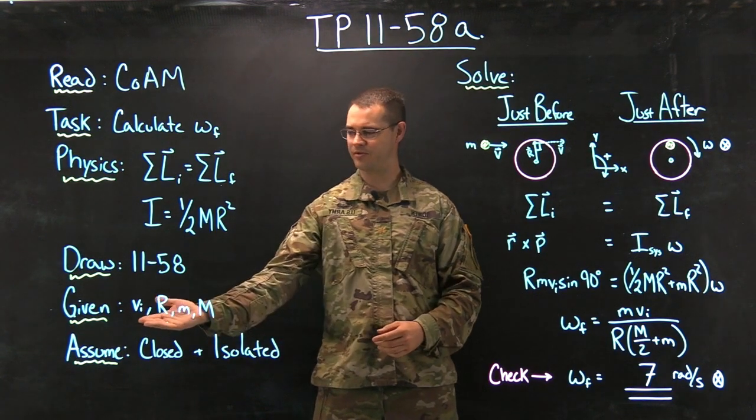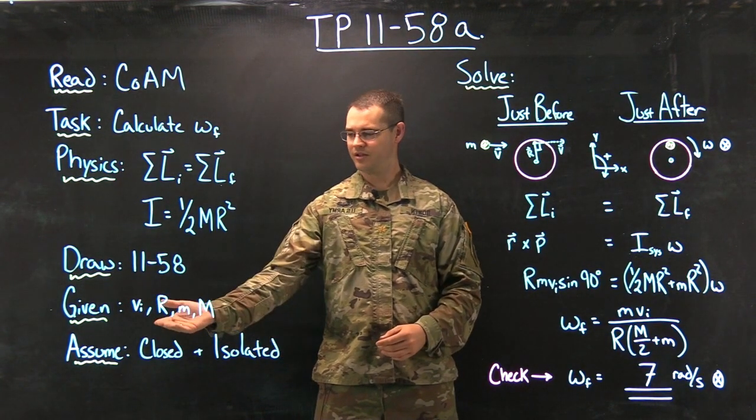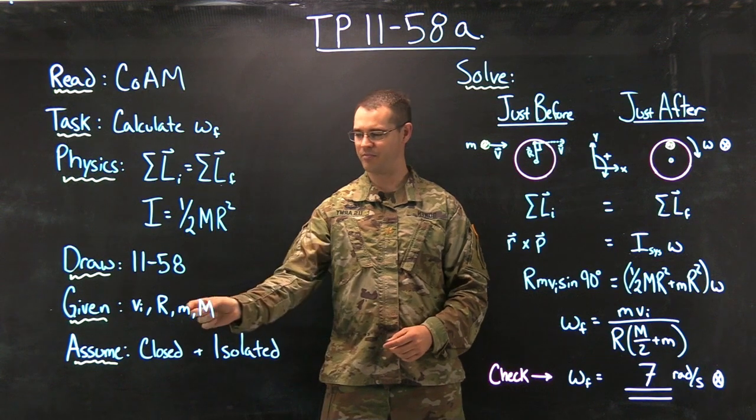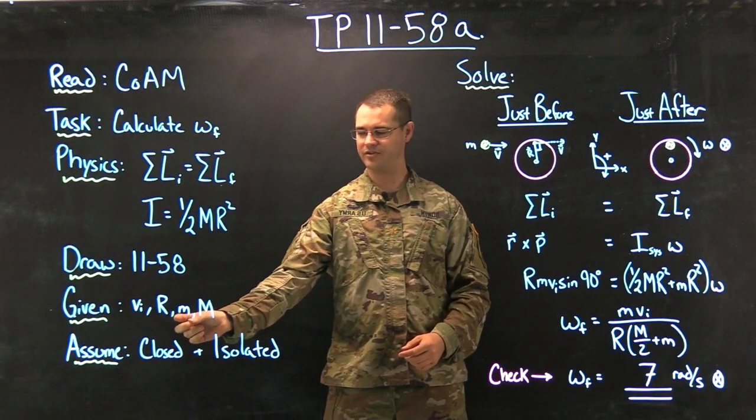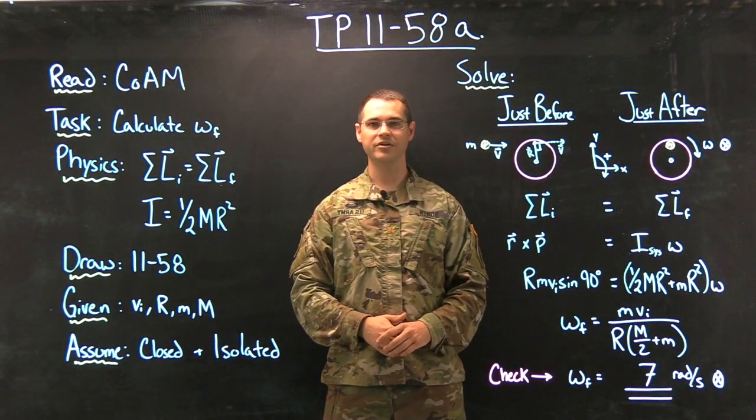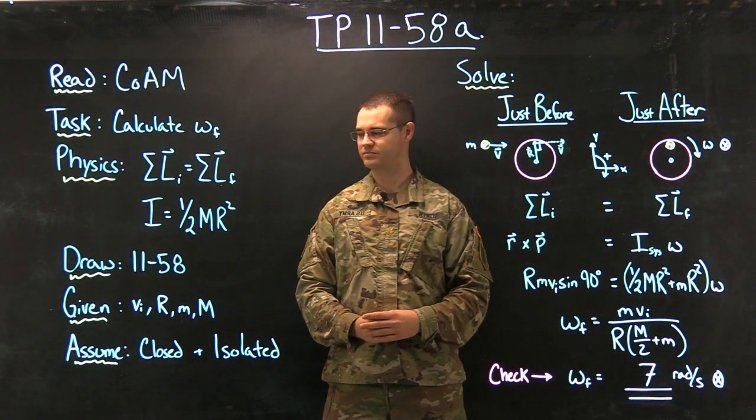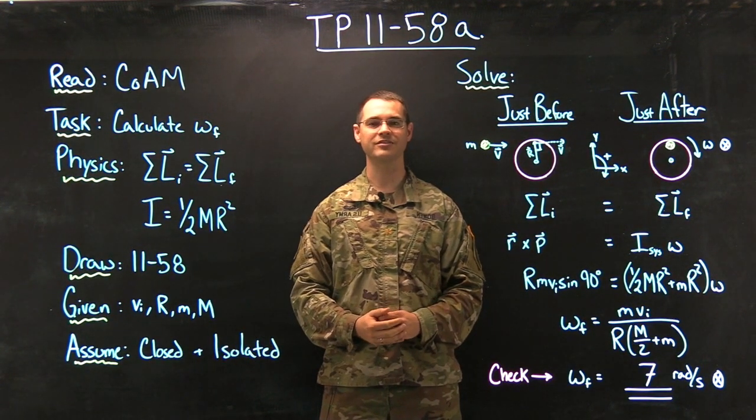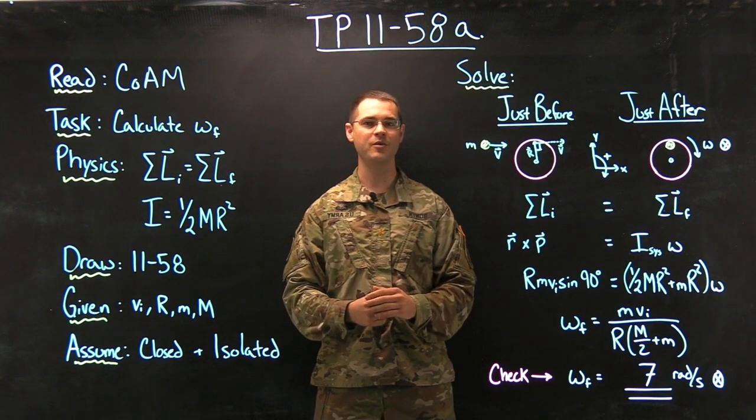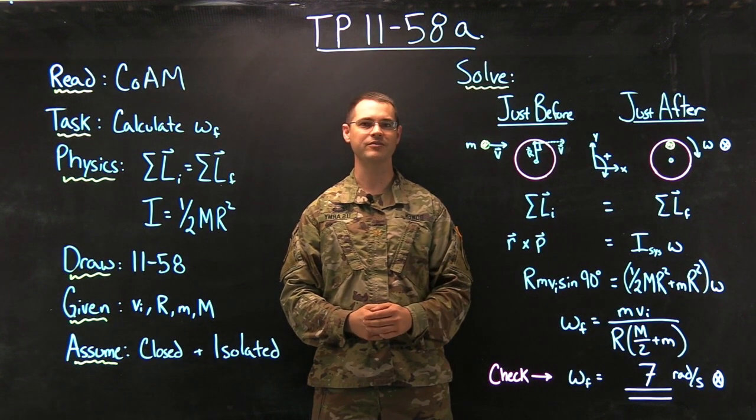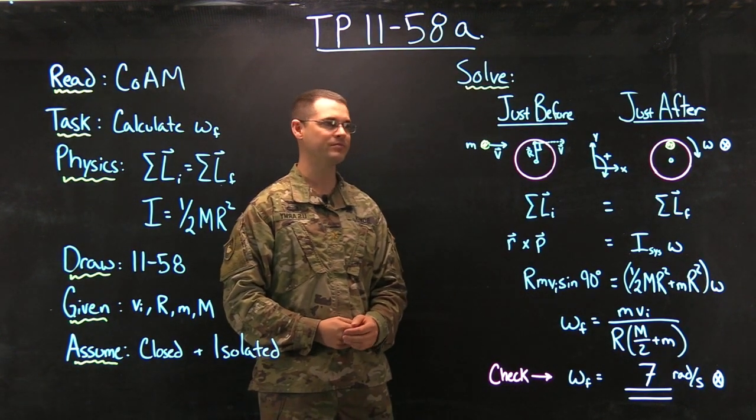The given variables are the initial velocity, the radius of our disk, and then the mass of our point particle, shown as a lowercase m, and our disk, shown as an uppercase M. We're assuming that it's a closed and isolated system because those are the conditions that we need for conservation of angular momentum. So let's get over to the solve step.